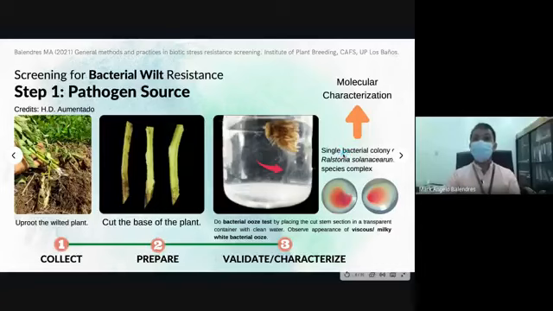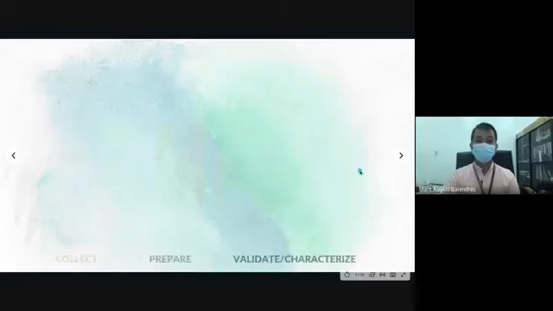For bacterial wilt, we need to do molecular characterization because it's very difficult to identify which one is Ralstonia pseudosolanacearum and which one is Ralstonia solanacearum. So these are two bacterial wilt species, and they can infect tomato, eggplant, and pepper in the Philippines.